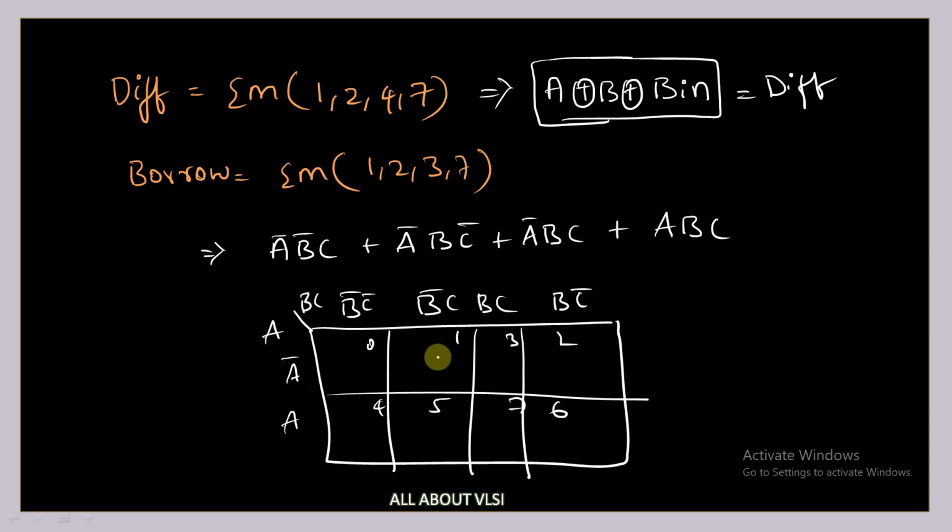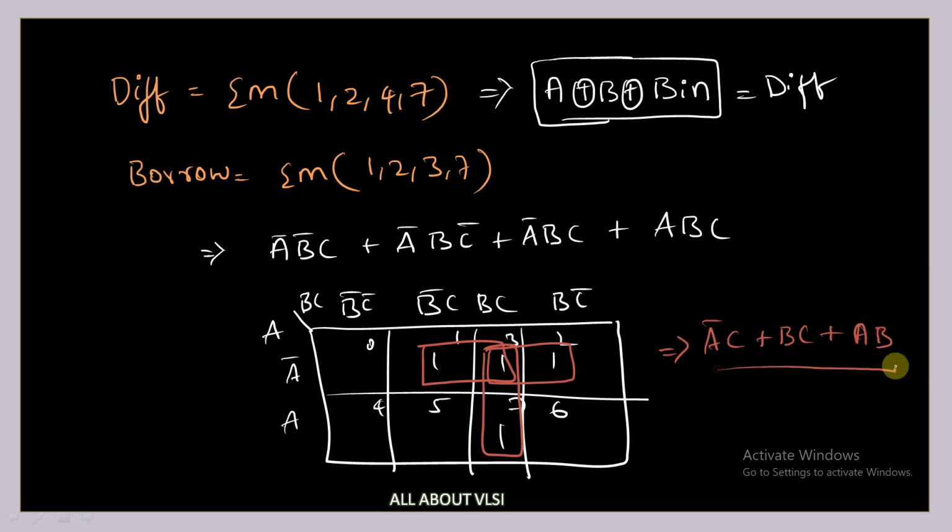So what are 1, 2, 3, 7? Okay, so let me group them. So what is the equation I'm getting? A bar C plus BC plus A bar B. So this is the equation for my borrow.